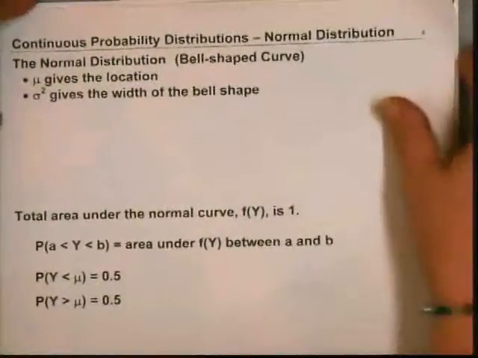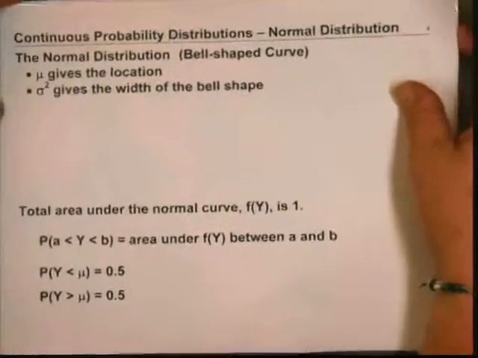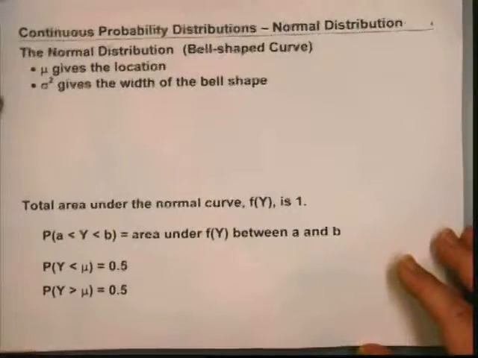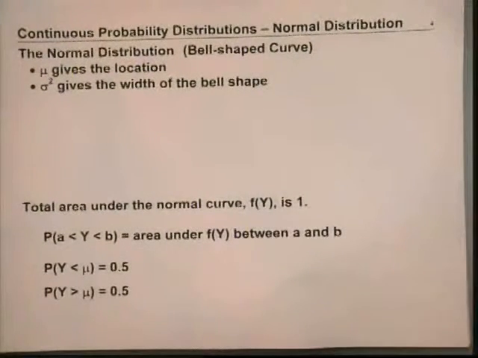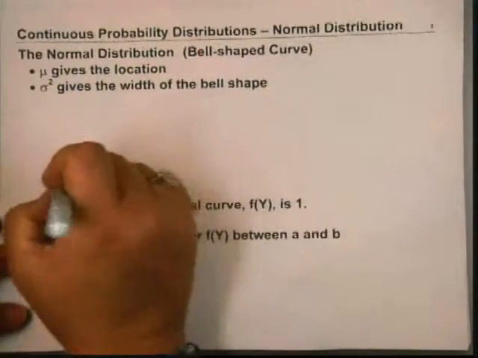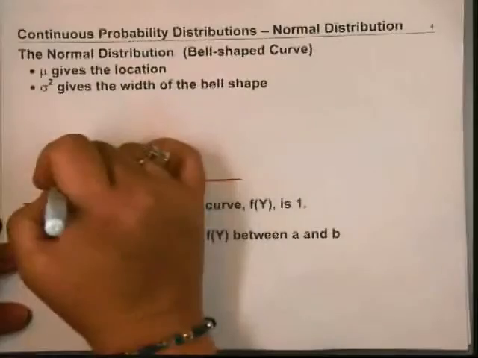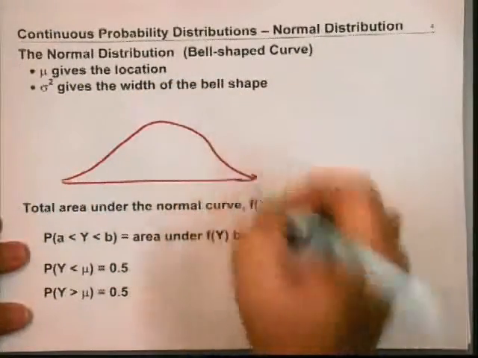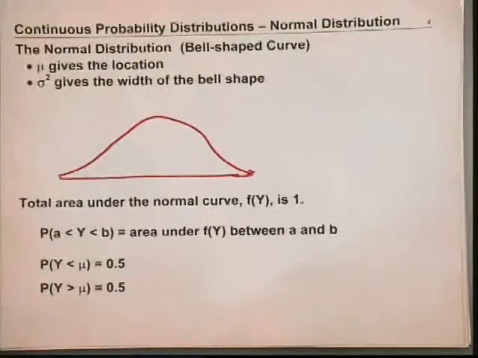We still use our population parameters mu to cite the location and sigma squared to cite the width or scale of the distribution. And so if I have... Sorry about that, I got a lump on the right side. Okay, it's supposed to be symmetric.